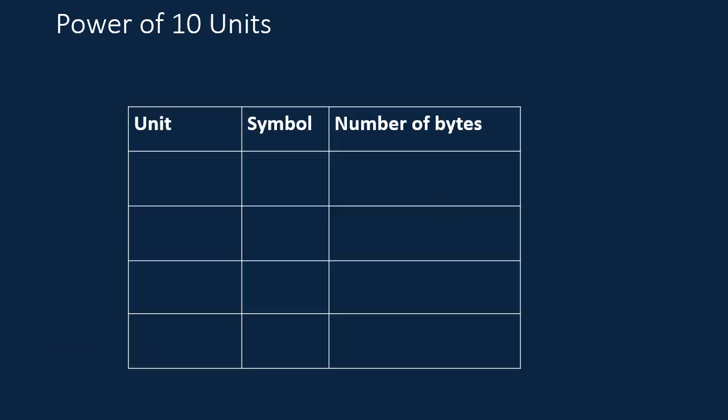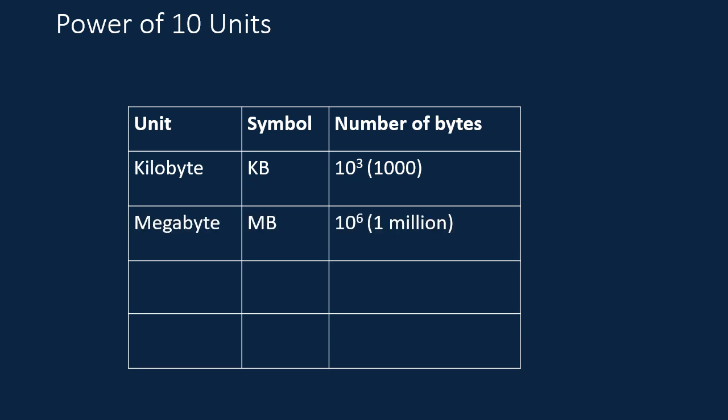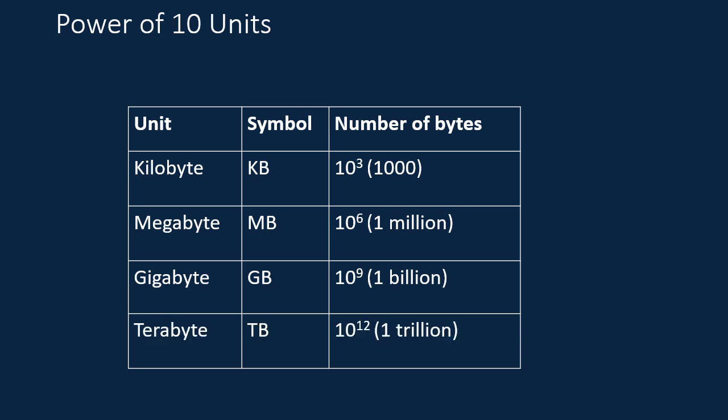We also then have other power of 10 units. So we have the kilobyte, which is 1000 bytes. We have megabytes, where 1 megabyte is equal to 1 million bytes. And we have a gigabyte, which is the same as 1 billion bytes. And then we have terabytes, which is 1 trillion bytes. So they are our power of 10 units.